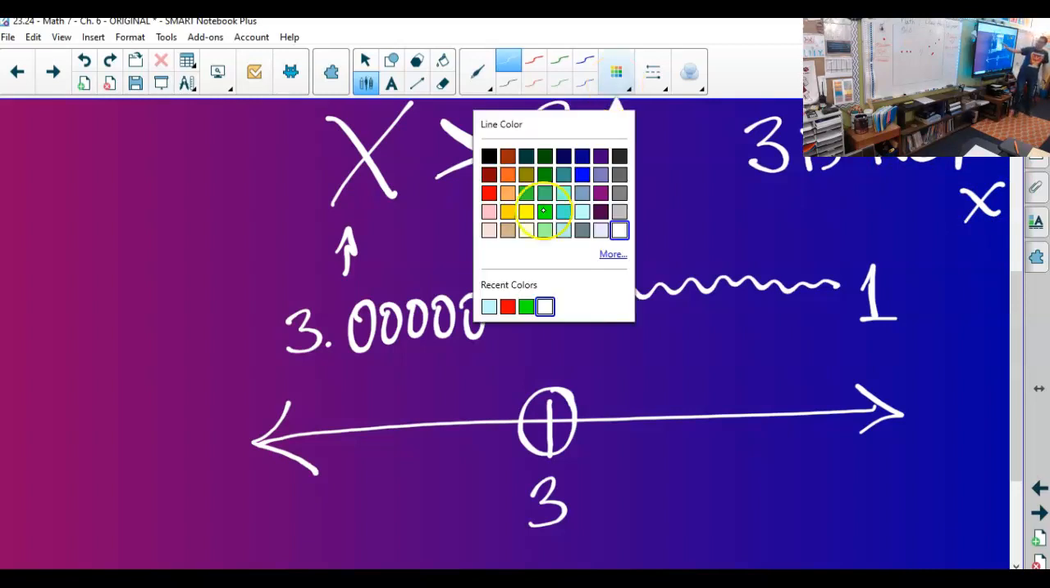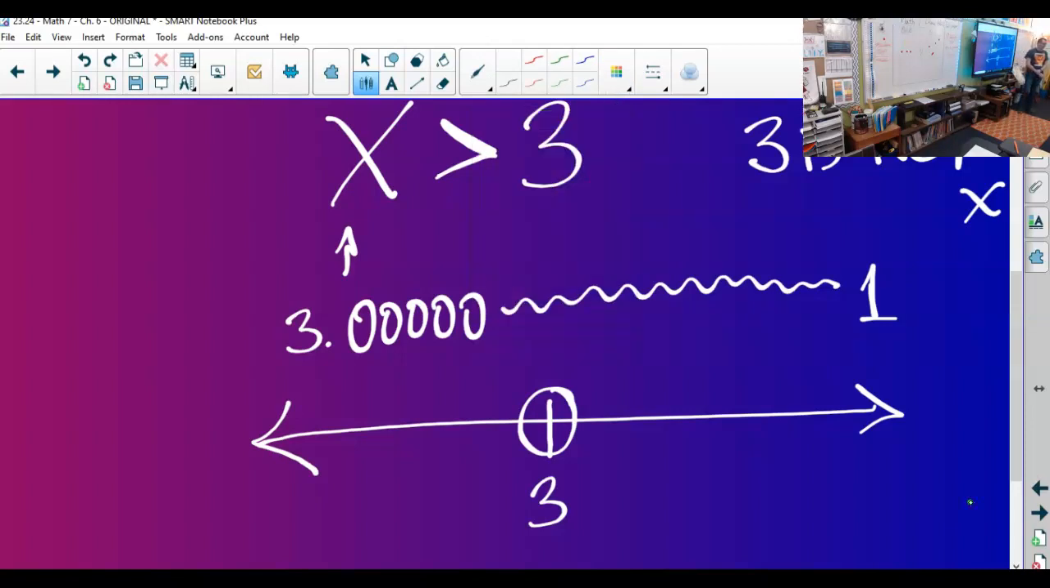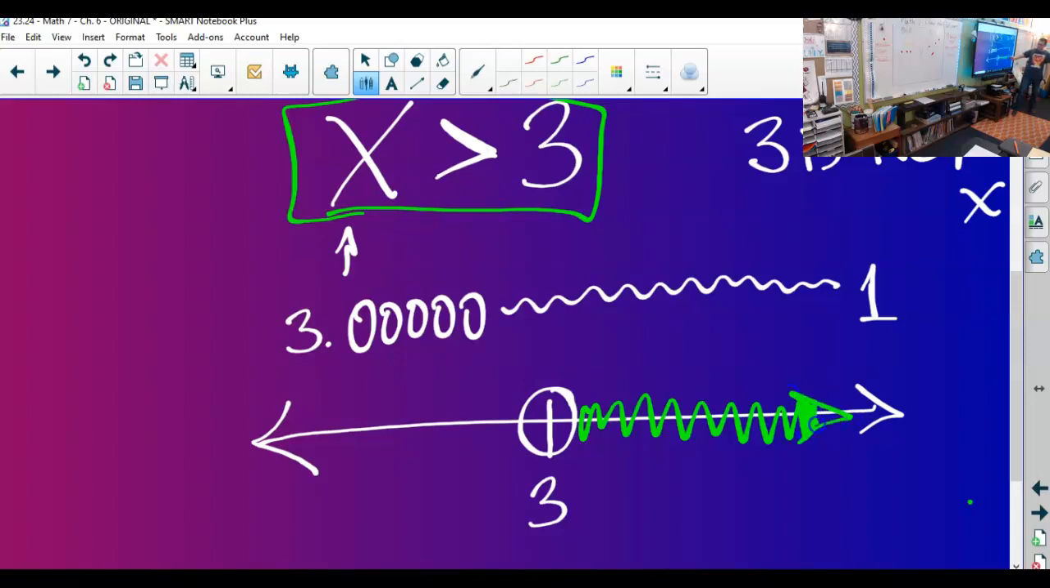But then when we shade what x is allowed to be, what direction am I going to be shading? Numbers that are greater than 3. So like Donna was saying, 4, 5, 6, 7, greater than 3. And then it keeps going forever. So we put an arrow on the end of our shading to say, oh yeah, that keeps going, because infinity.